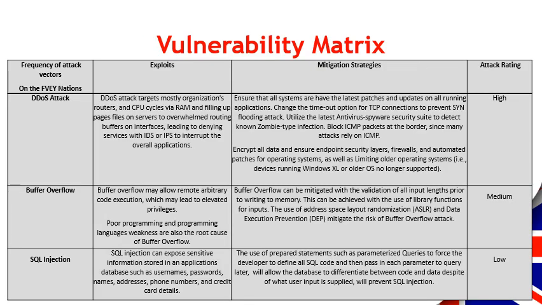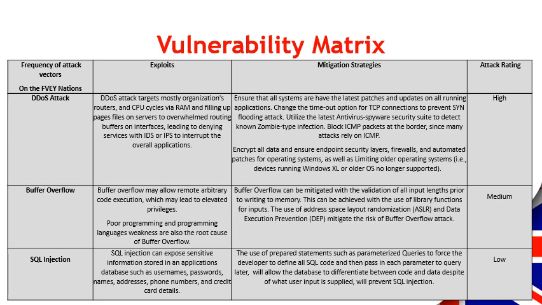In this vulnerability matrix, we can see the frequency of attack vectors on the Five Eyes nations, including the UK, exploits, mitigation strategies, and attack rating. First up, DDoS attacks. DDoS attacks target mostly organization routers and CPU cycles via RAM and filling up page files on servers to overwhelm routing buffers on interfaces, leading to denial of service with IDS or IPS to interrupt the overall applications.